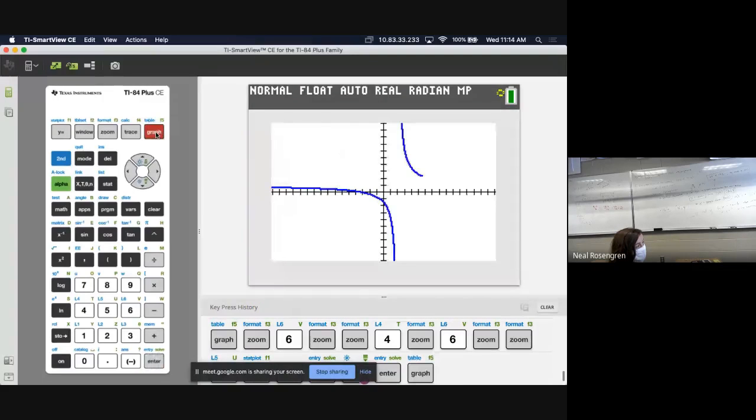Okay. Do you notice any y values that are missing from these two functions? Maybe a horizontal asymptote, a line that this graph approaches on the left and on the right, but never actually reaches. Y equals 1.